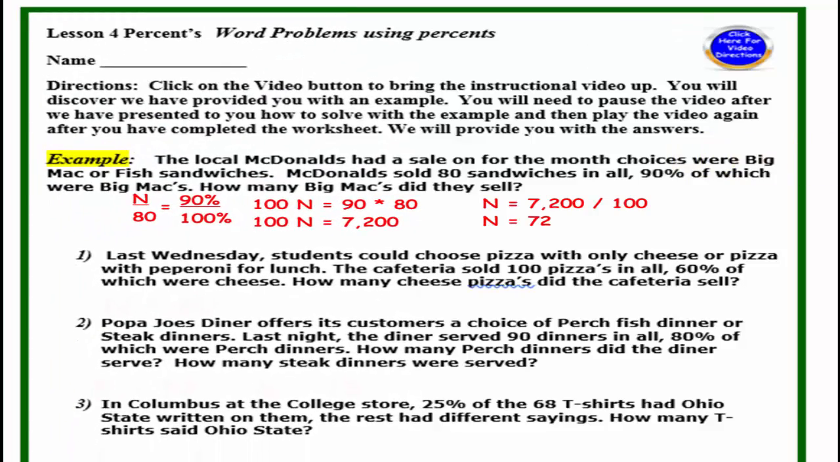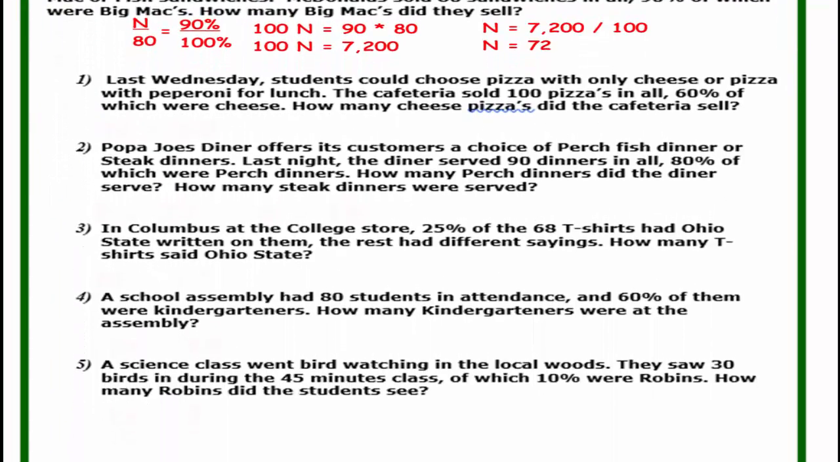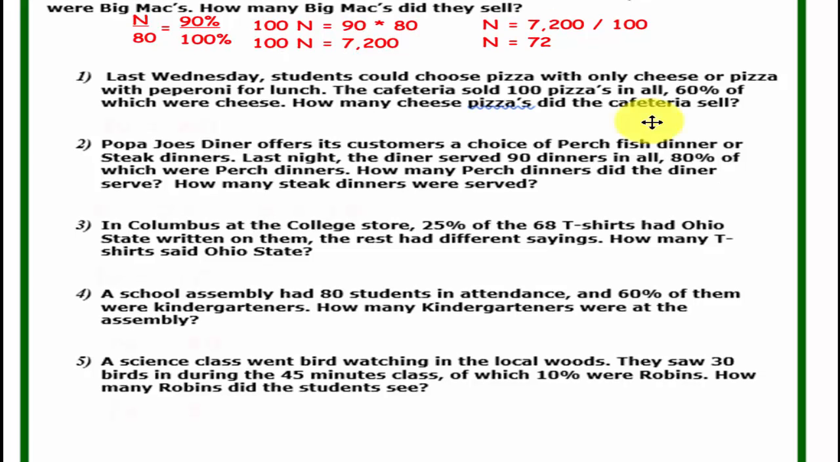Okay, welcome back. Let's slide down here and see if we can solve all of these problems. Okay, number one. Last Wednesday, students could choose a pizza with only cheese or a pizza with pepperoni for lunch. The cafeteria sold 100 pizzas in all, 60% of which were cheese. How many cheese pizzas did the cafeteria sell? Well, your answer for this one should have been 60.